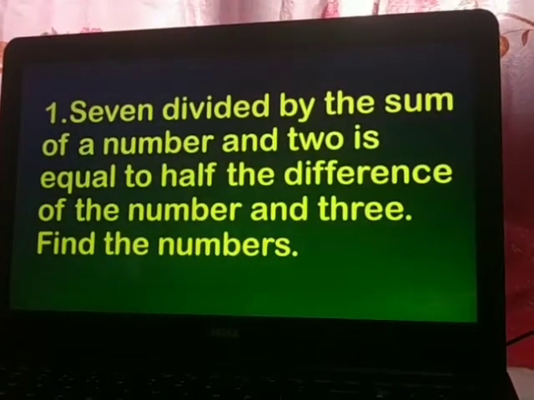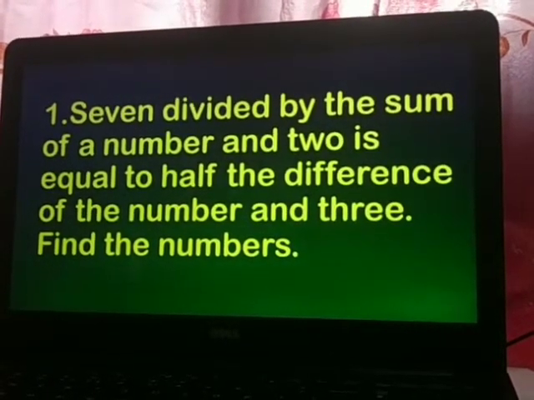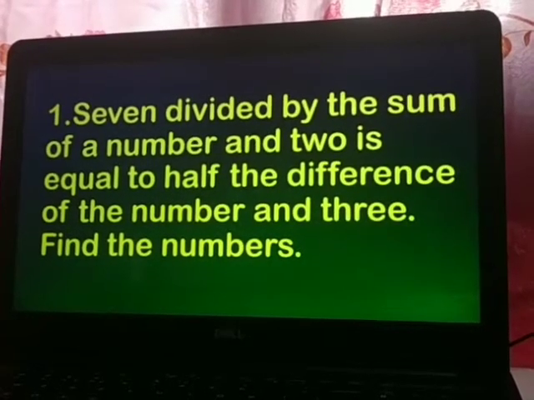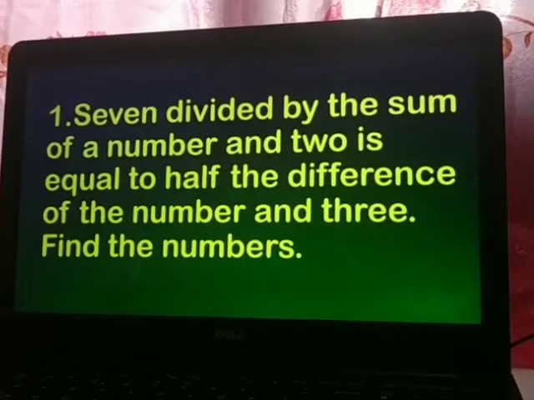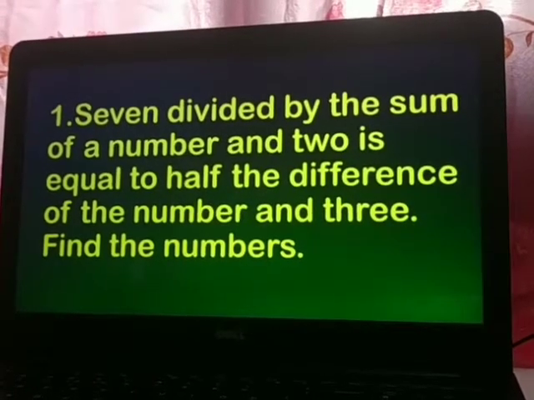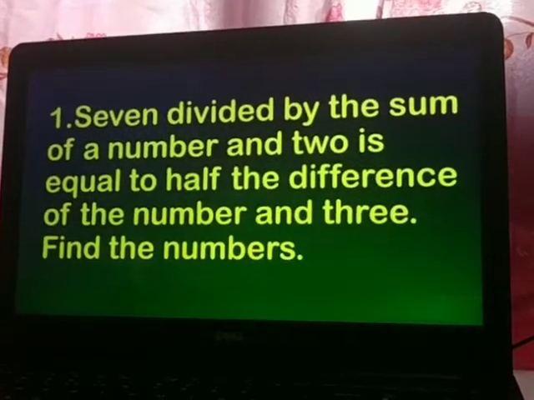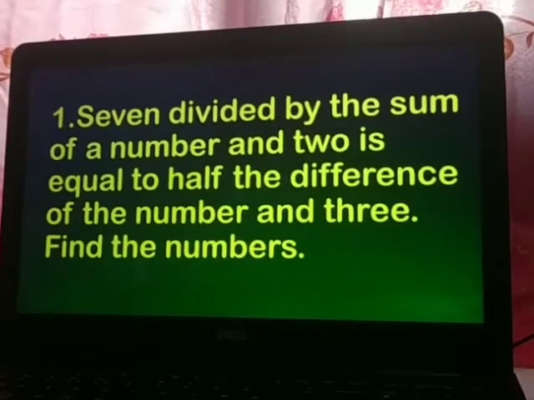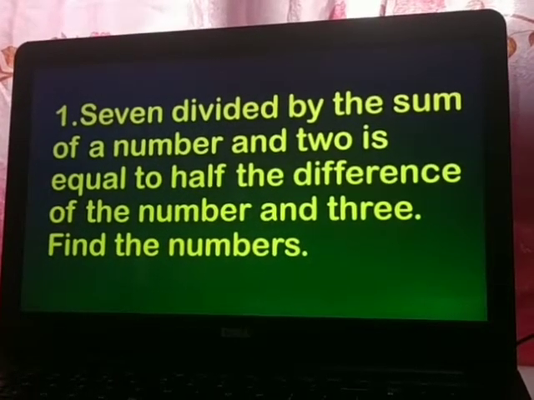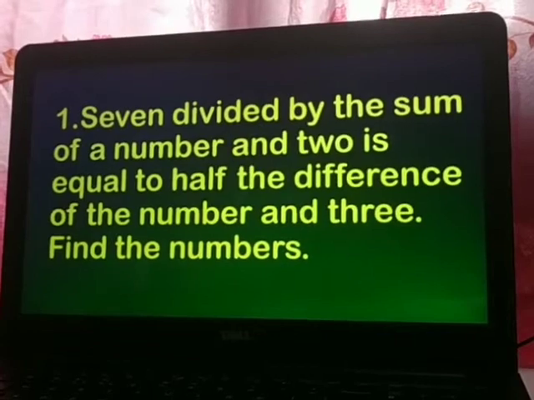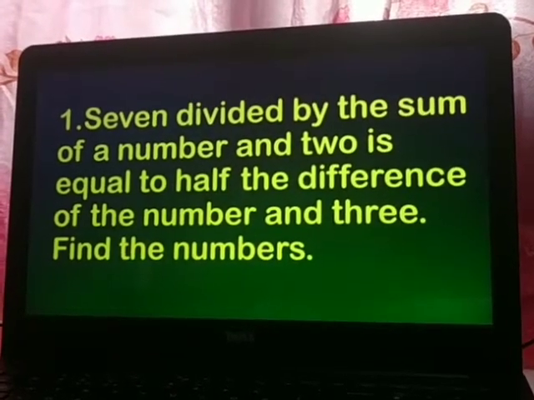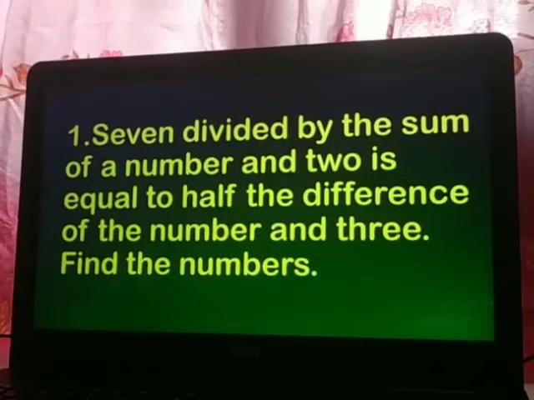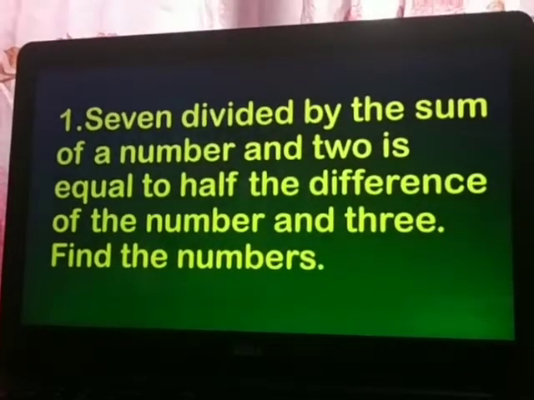7 divided by the sum of a number and 2 is equal to half the difference of the number and 3. Find the numbers. Step 1. Read and understand the problem. So repeat on reading and reading until you understand. Step 2 is to represent the unknowns with your variables so that we can have our equation.